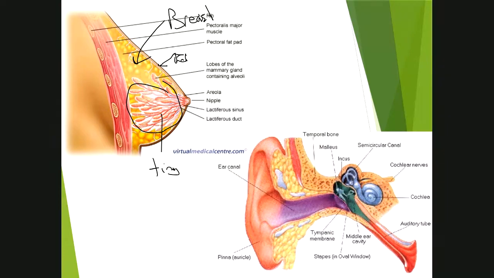And males also have mammary glands. Now, males generally don't have breasts, but they do have mammary glands. And so if you give the right hormone to a male, they can produce milk also, just like a female can.